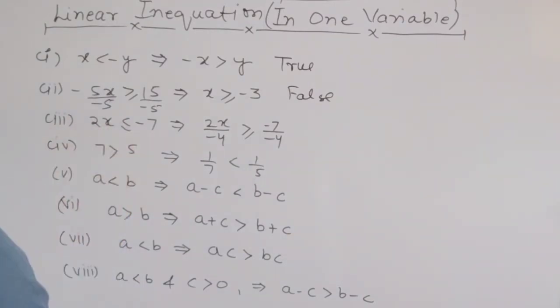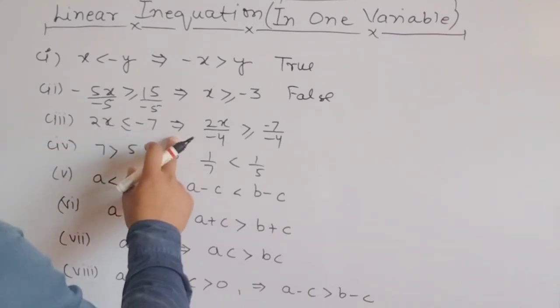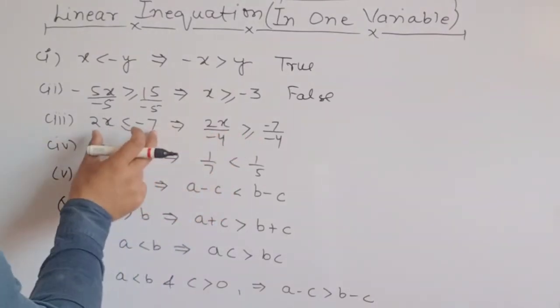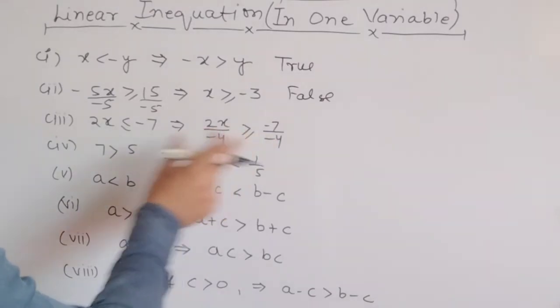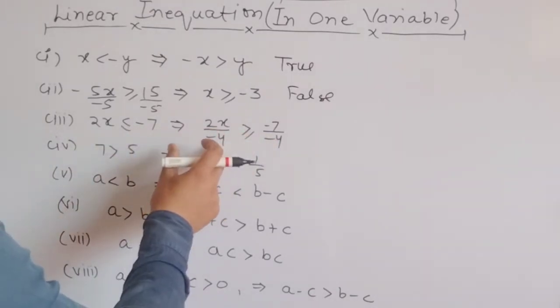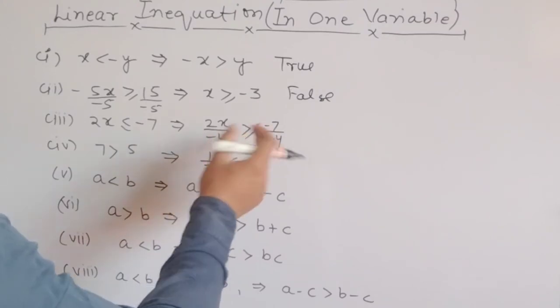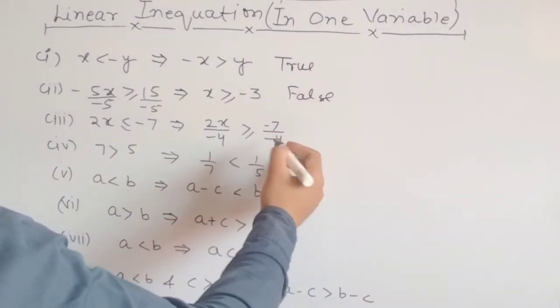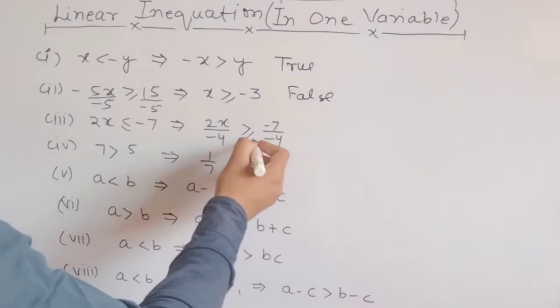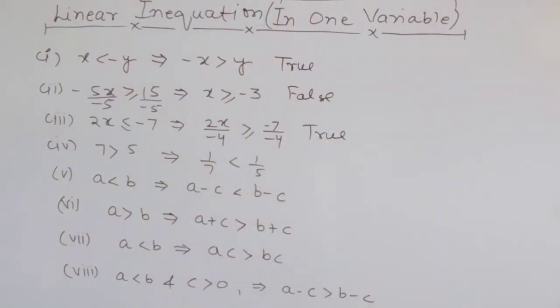Our next example is 2x less than or equal to minus 7 implies x is greater than or equal to something. We can easily see that both sides of this inequality are divided by minus 4, and minus 4 is a negative number, so the inequality sign will be changed. Here the sign is changed, so it is a true statement.